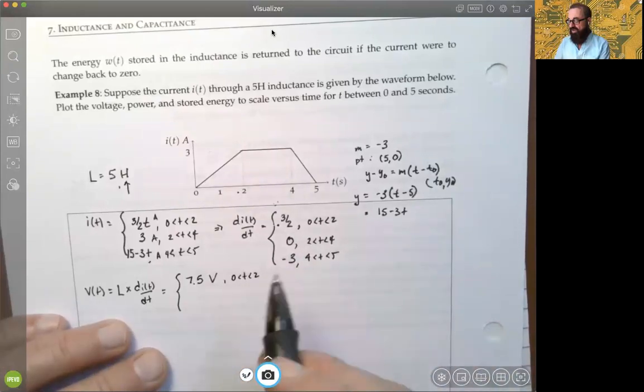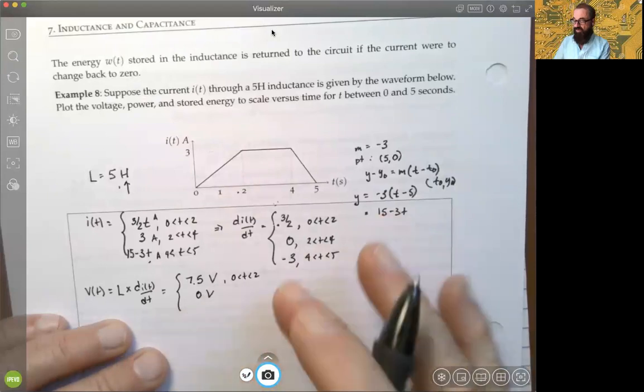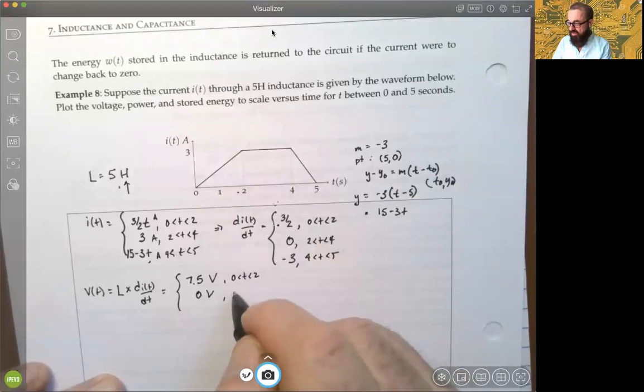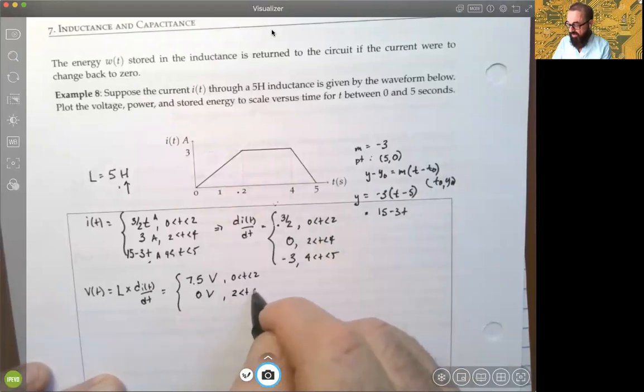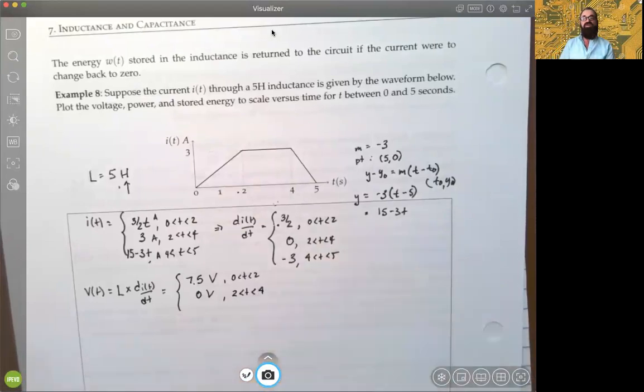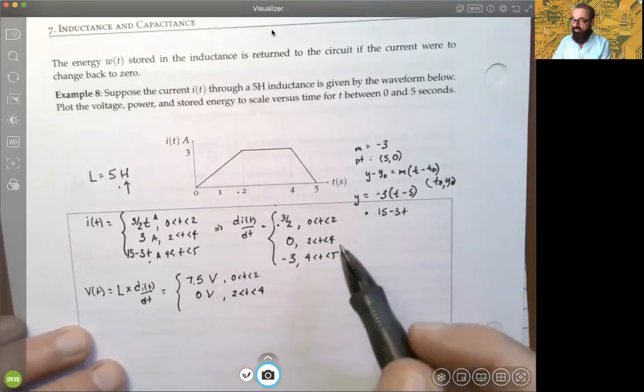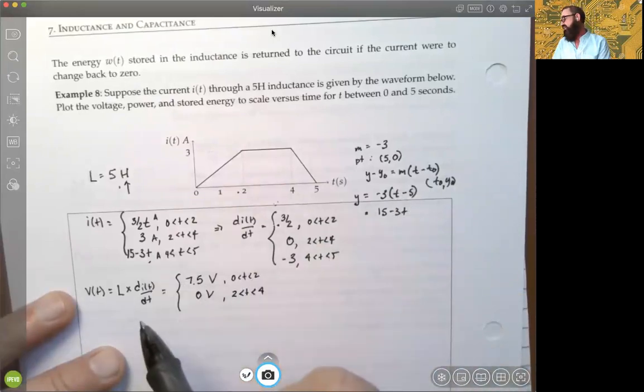And then, of course, you get no volts because of the derivative being 0 there. When you don't change the current, you have no voltage, right? So with the magnetic field, you must be changing that current to keep that magnetic field absorbing energy. And then finally, you'll take -3 and multiply it.